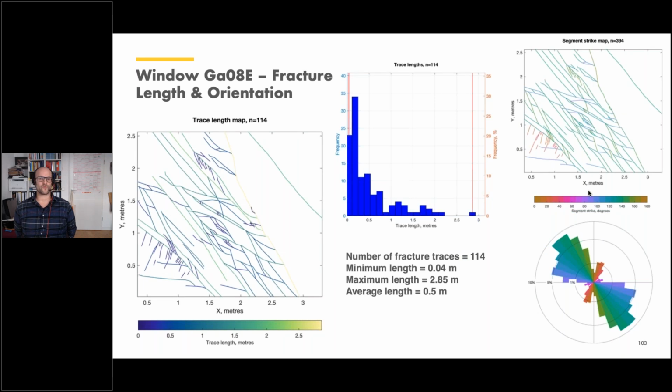We then used FracPaQ, which is a software tool that has been developed at Aberdeen University, and that gives us a statistical representation of the fracture network that we are seeing. So for instance, we are getting the trace length in terms of histograms, and we get the fracture orientations on the right-hand side. And on the next slide, please.